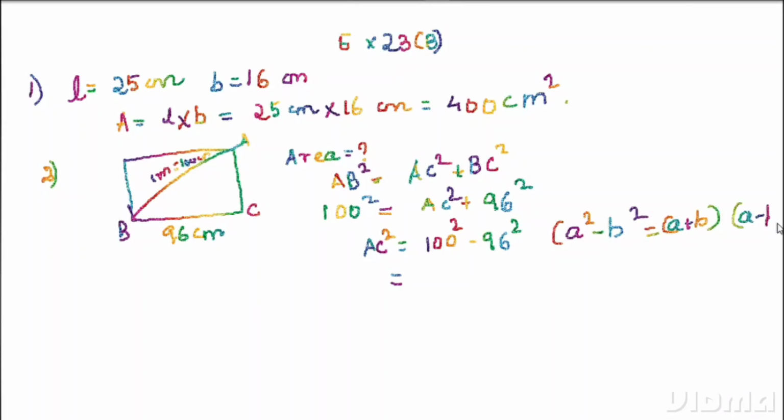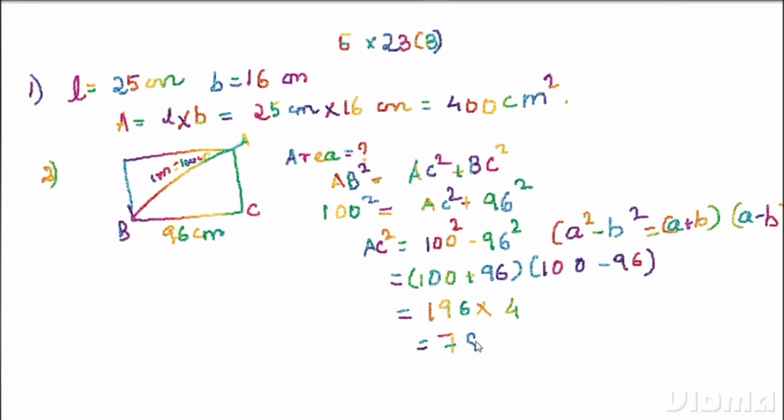Rather than multiplying directly, we will break this. So I can write this as 100 plus 96 and 100 minus 96. So 100 plus 96 is 196, multiplied by 4. When I do 196 multiplied by 4, I get my answer as 784. So this is my AC square.